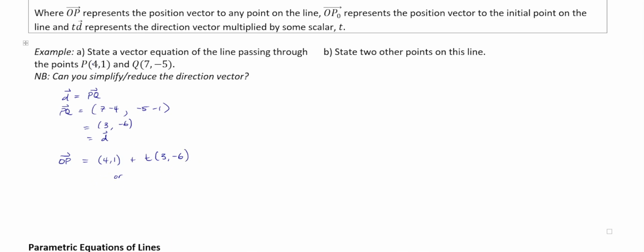But it doesn't need to be necessarily 4, 1. I could have also said 7, negative 5, because that is a point on the line, plus t times the direction vector. Notice that the direction vector does not change because that is the slope of the line. So either of those work in this question.